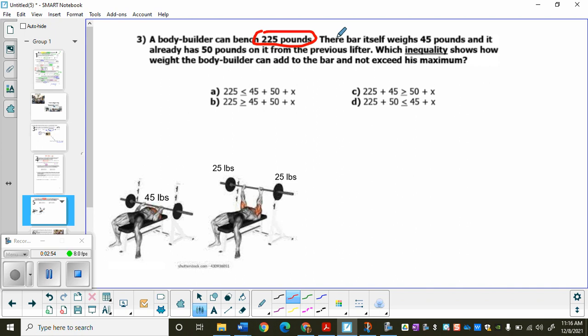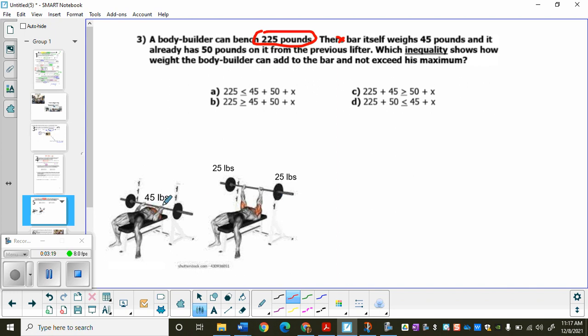Now, sorry, there's another typo there. The bar itself weighs 45 pounds. So see what I have here? The bar itself already weighs 45 pounds. And the bar also already has 50 pounds on it from the previous lifter. So if the bar already has 50 pounds on it from the previous lifter, it must have a 25-pound plate over here and another 25-pound plate over here.